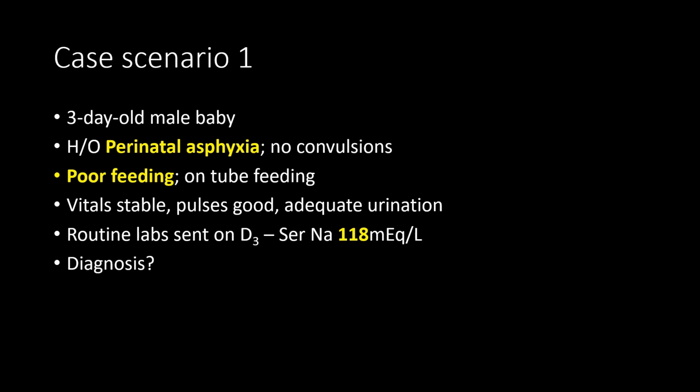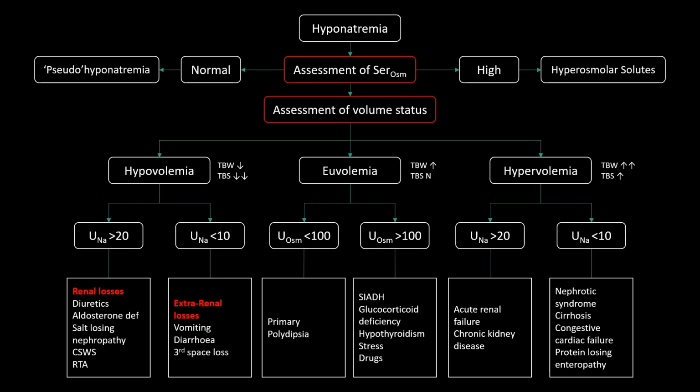So if we see the flow chart also, we assess the serum osmolality as it is a case of true hyponatremia. So most likely the patient will have low osmolality. Then we assess the volume status of the child. The patient is having euvolemia as indicated by normal urine output, normal pulses, normal peripheries, all those things that I have mentioned in the case scenario.